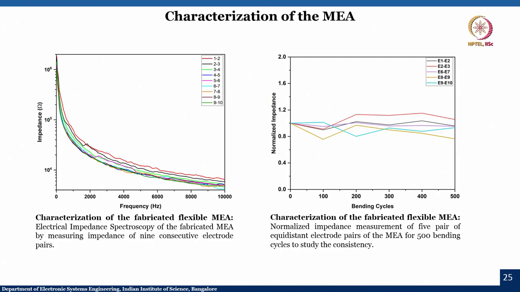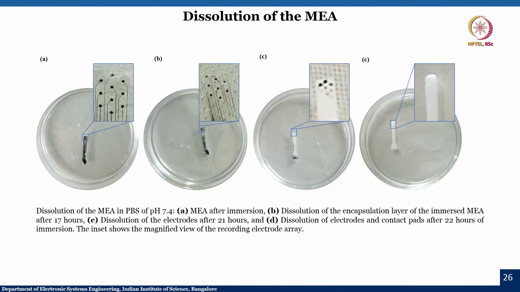We had to characterize this microelectrode array. So you perform impedance measurement from 0 to 1 megahertz, and for the 9 constituent electrode pairs, we need to understand how the impedance varies across different frequencies. However, the normalized impedance should not change much when we bend the device many times. It is a flexible device, right? So the impedance of the electrode should not change too often with a higher number of bends, or at least until 400-500 times you can use this device.